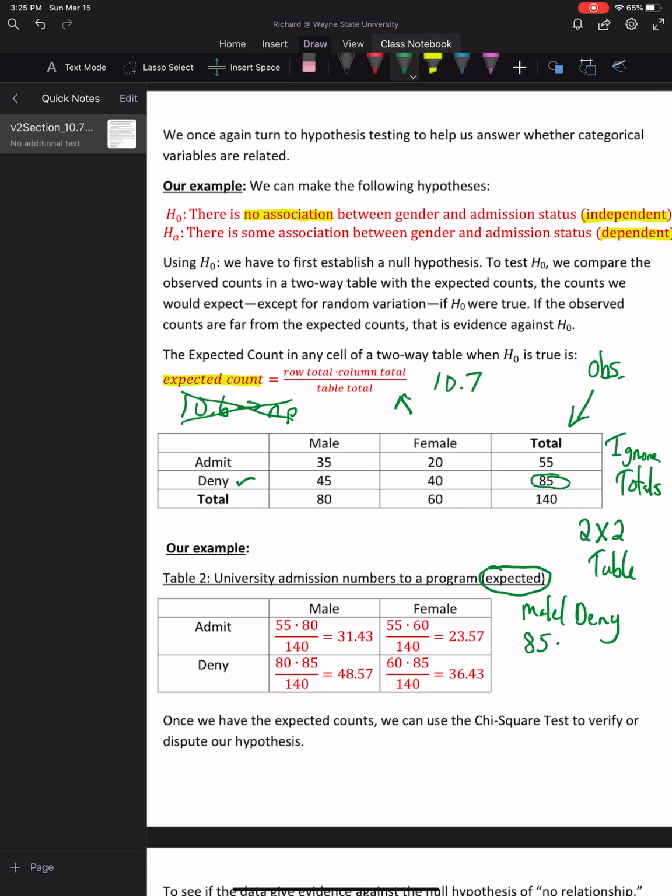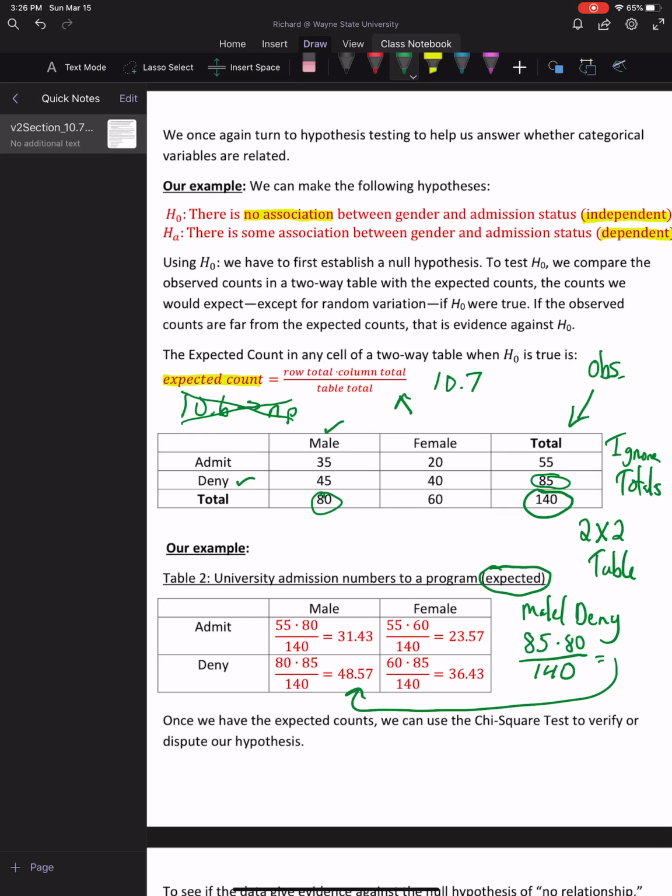Well, the column total for males is 80. So that's going to be 85 times 80 divided by the table total, which was 140. And so when we multiply that out, you see we get 48.57. And so you have to do that for each of the cells in the table. Okay, so that's a total of 4 times.